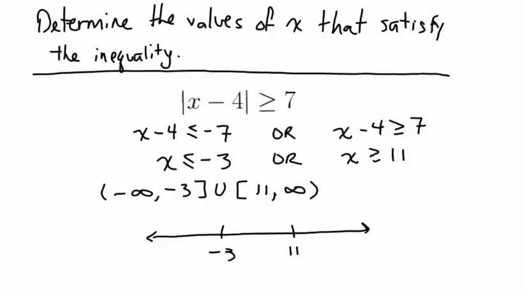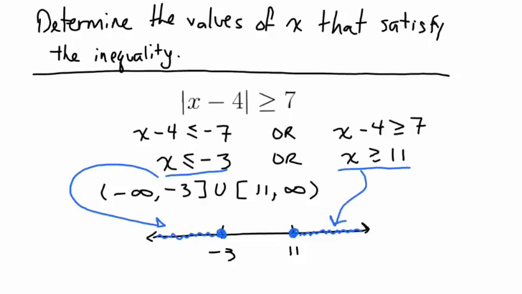Of course, if you do want to see this visually on the number line to help you create your interval notation, note that here we're going to draw a closed circle at negative 3, and we want all of the values less than negative 3. And here we could draw a closed circle at 11, and we want all of the values greater than 11. And this is where we get our interval notation from. We start at negative infinity, go up to negative 3 inclusive, and then we start at 11 inclusive and go all the way up to positive infinity.